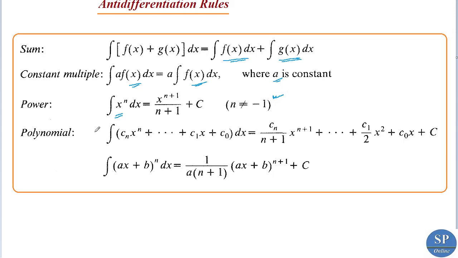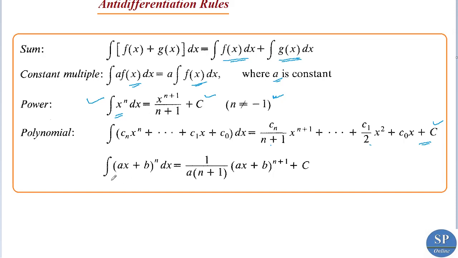Next one is the integral of a polynomial. The polynomial rule is: the integral of an nth degree polynomial Cn x to the power n plus Cn minus 1 x to the power n minus 1 plus etc. plus C2 x squared plus C1 x plus C0 dx is equal to Cn x to the power n plus 1 divided by n plus 1, by using the power rule, plus etc. plus C1 x squared by 2 plus C0 x plus C. Here we use the C, which is the integrating constant.